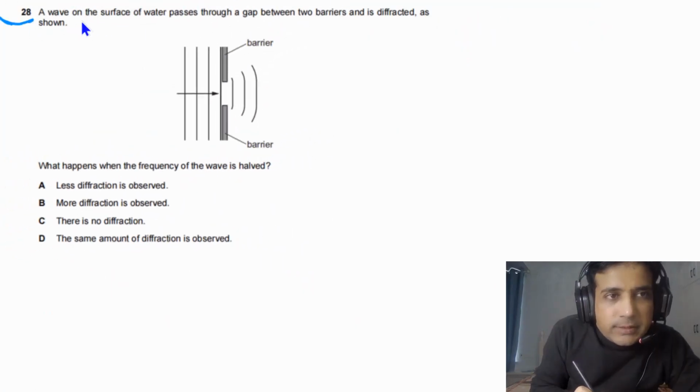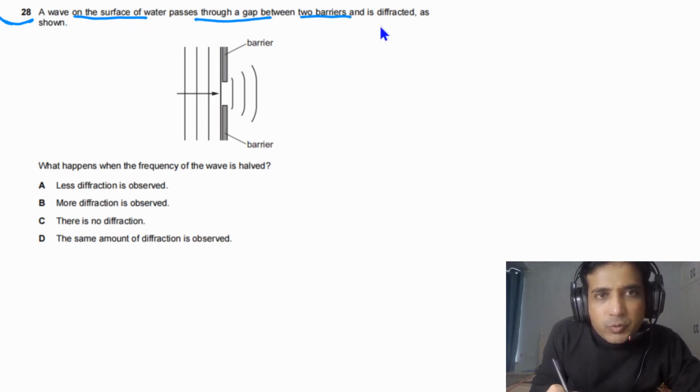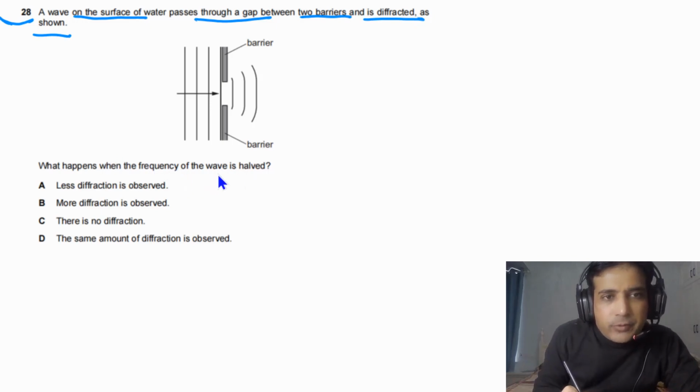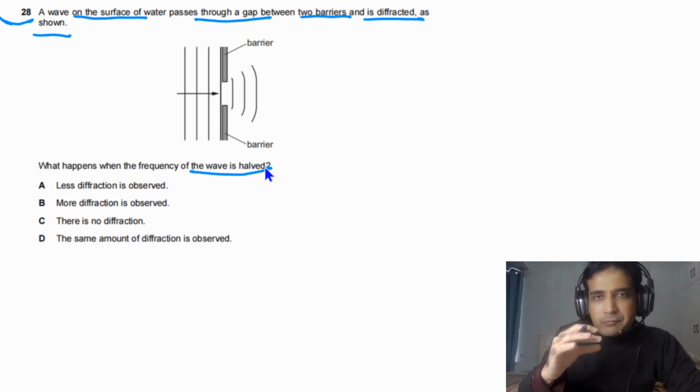Question number 28 says a wave on the surface of water passes through a gap between two barriers and is diffracted as shown in the figure. What happens when the frequency of the wave is halved? Means the frequency becomes half, so the wavelength will be double.